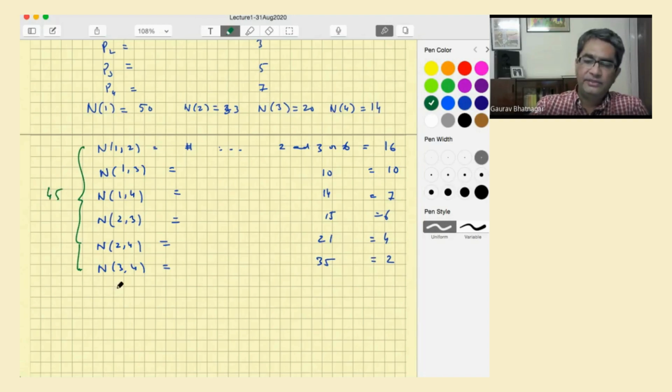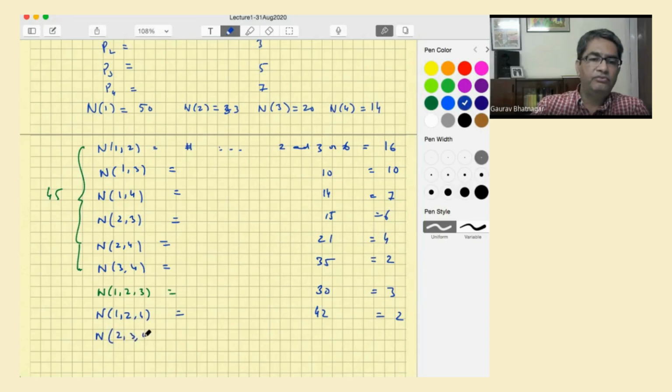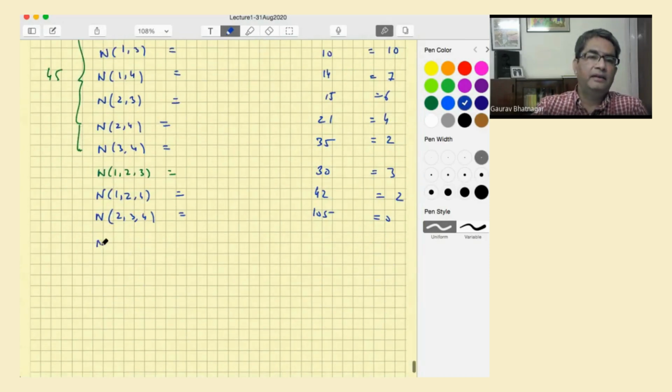Okay, then we need things which are N123. So numbers divisible by 2, 3, and 5. That's 30. So there are 3 of them. N124, 2, 3, and 7. That's 42. It's 2 of them. N234 is too big. There's nothing divisible there. N134, that's 2 times 5 times 7, 70. So that's one of them. So these are 6 of them.